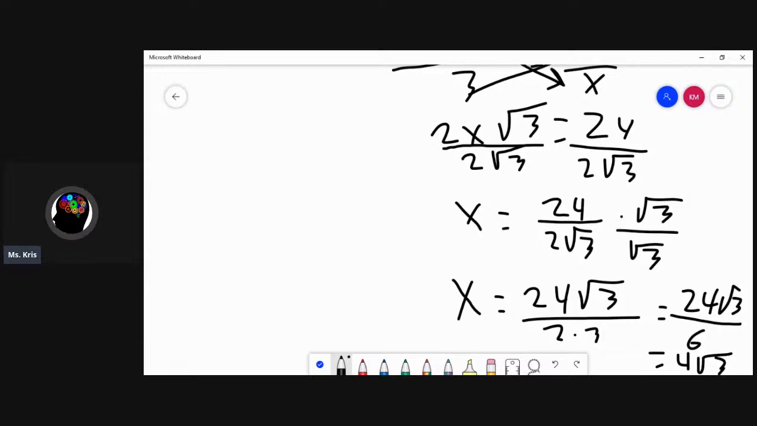But know that when you're doing stuff like that, you have to get rid of the radical sign if there's a radical in the denominator. Any questions as it relates to finding the side length of a right triangle?